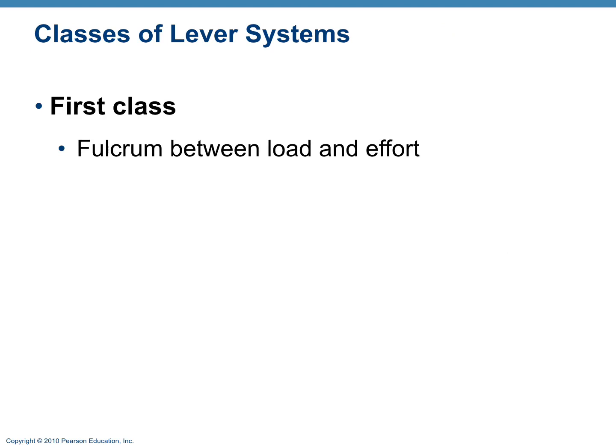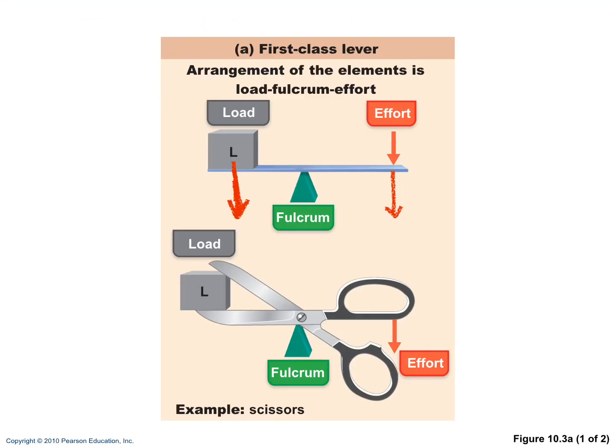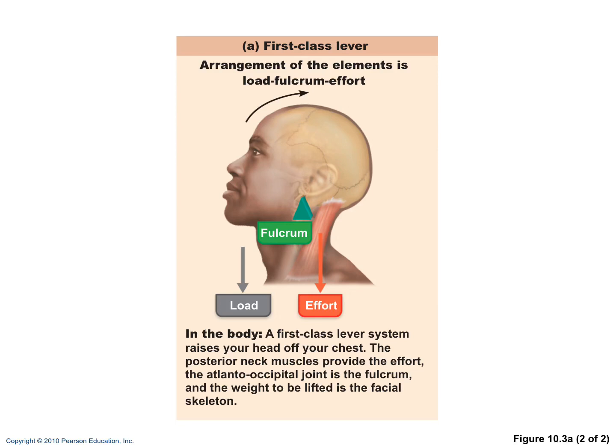So the first class lever, the fulcrum, is between the load and the effort. Let's go to the next slide and we'll look at an example. I like the example here. At the top there, you can see it's almost like a seesaw where the load is going to pull down and the effort has to pull down on the other side to pivot around the fulcrum and balance it out. This gives us our physiological example of the first class lever.